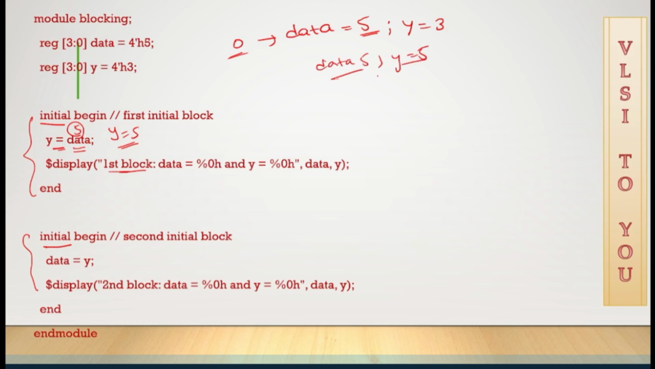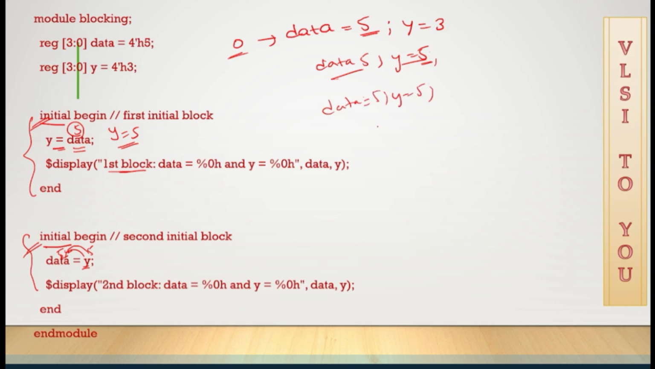Got my point here? After execution of this initial block, then comes the other initial block, because step by step, after execution of one statement comes the second statement. Now what is there in y? 5 is there in y, and that is going to data. Obviously the 5 is assigned to data. Now data is 5 and y is 5. Is this the result that you have seen before in the output on the playground, right?